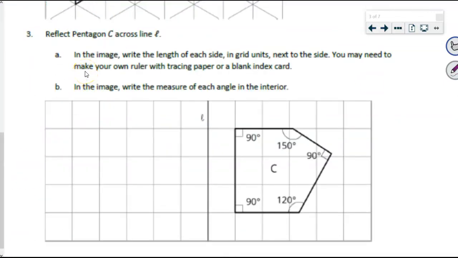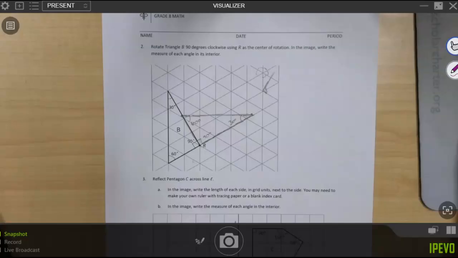Here it says in the image, write the length of each side in grid units next to the side. We might need to do some other tools, but I'm not going to worry about that just right this very second. We are going to be reflecting pentagon C across line L. So it's already set up for us. Here's our pentagon labeled C. Here's our line of reflection. Going straight to tracing paper. Let's see what that's going to look like.